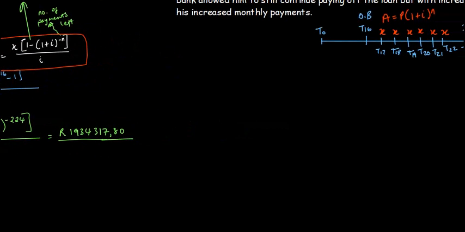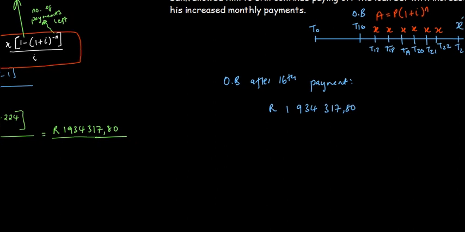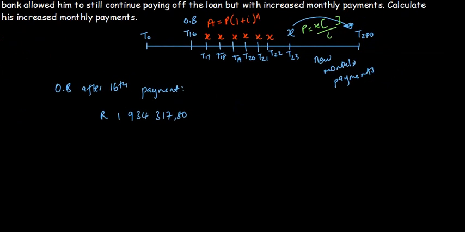Let me write it here. Here's the outstanding balance after the 16th payment: it's going to be 1,934,317.80. Now that you have that, you are going to grow the loan for the missed payments.